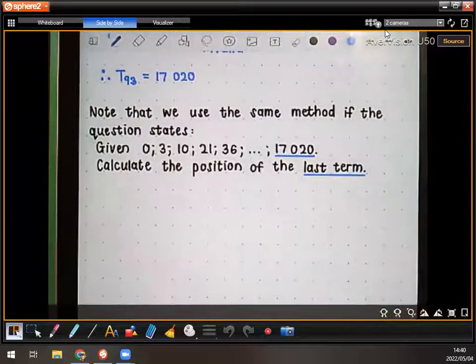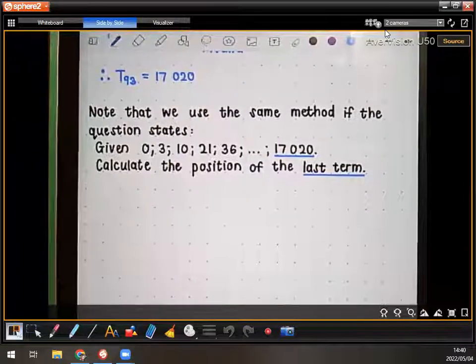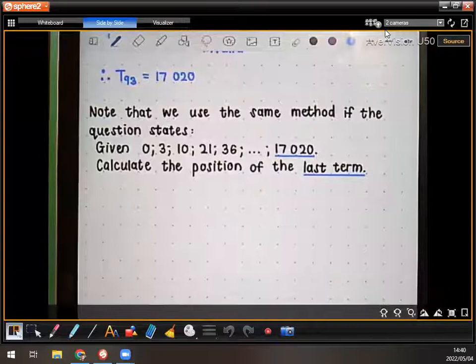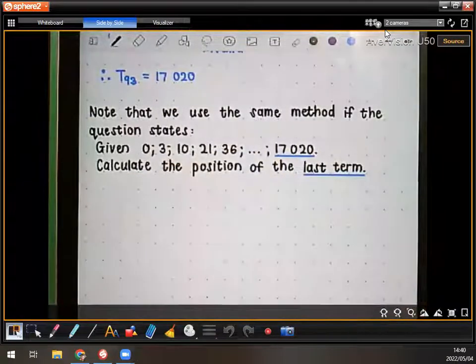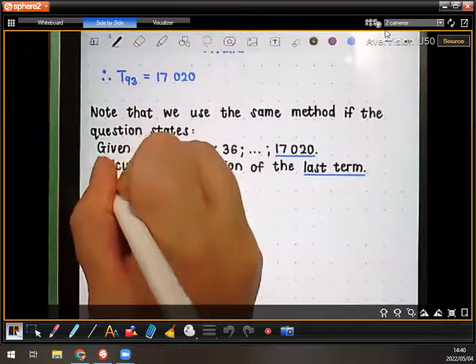So again, you're going to make that equal to Tn and solve for n. It's going to be exactly the same working that we just did. The question is just written in a different way. Or they can give you the same number pattern and write it so that it stops there.